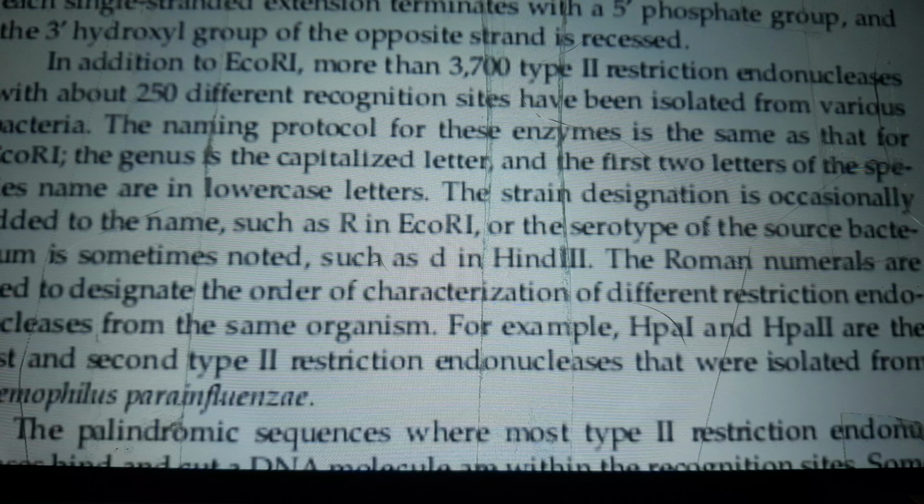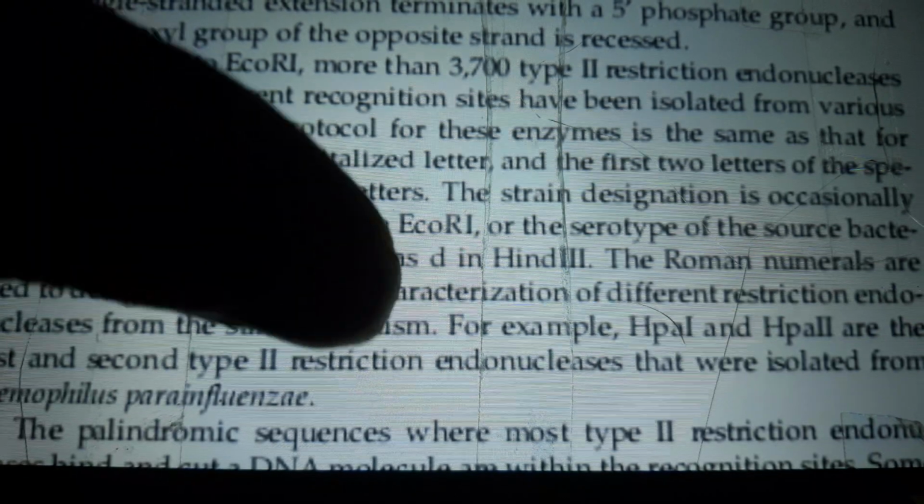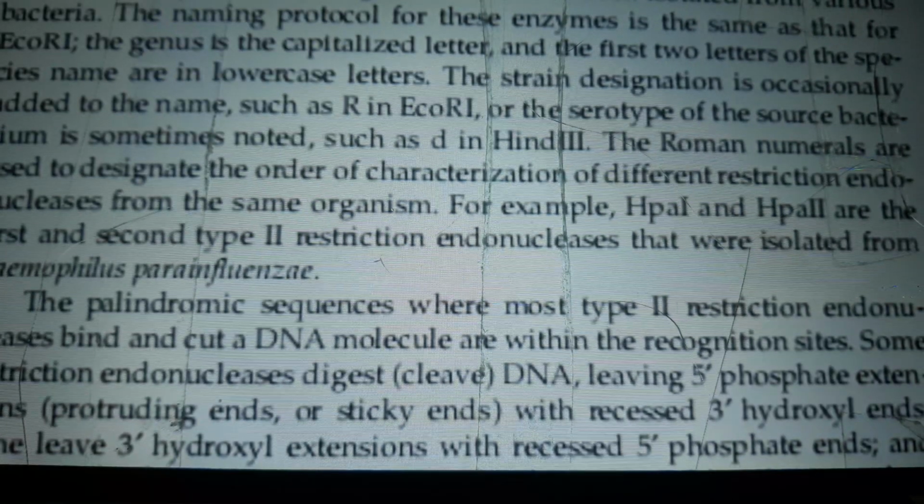In addition to EcoRI, more than 3,700 type 2 restriction endonucleases with about 250 different recognition sites have been isolated from various bacteria. The naming protocol for these enzymes is the same as that for EcoRI. The genus is the capitalized letter, and the first two letters of the species name are in lowercase letters. The strain designation is occasionally added to the name, such as R in EcoRI, or the serotype or the source bacterium is sometimes noted, such as D in HindIII.